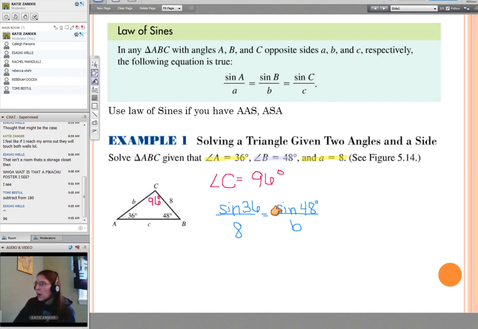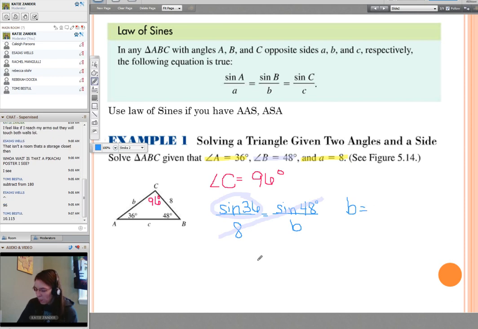And let's cross multiply. So to refresh your memory with that cross multiplication, we're going to do 8 times sine of 48, and then divide that by your sine of 36. And what do we get approximately for B? $10.115.